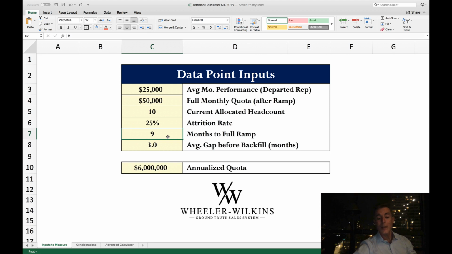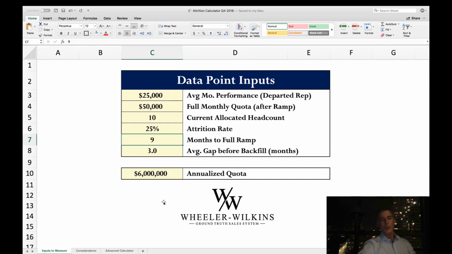And then it can go all the way out to 18 months depending upon the type, scale, and scope of the role. For this case, we're looking at a basic inside sales rep, maybe an inside-outside blend, $50,000 a month hunter quota, $600,000 a year quota per rep, $6 million annualized for the sales manager. So when you look at this and think about calculating for attrition, what do you think you would calculate on yourself? Knowing you're going to lose between 25 to 35% of the people, and that your ramp time is 9 months.